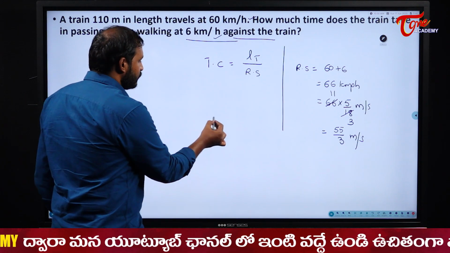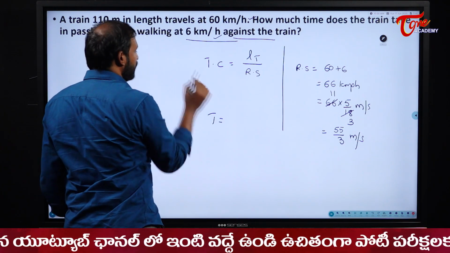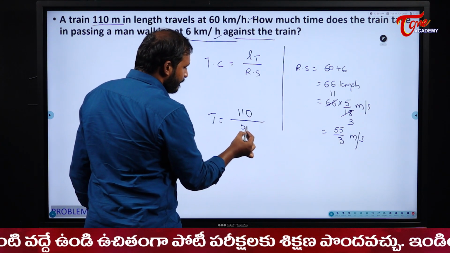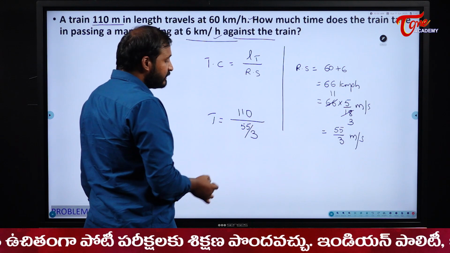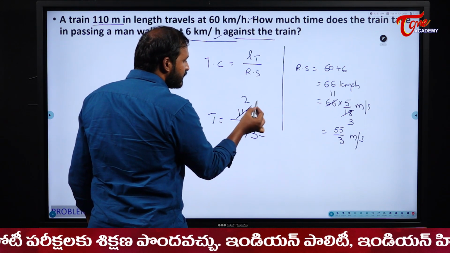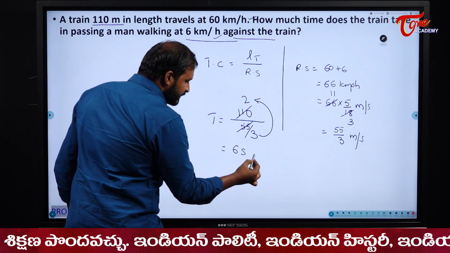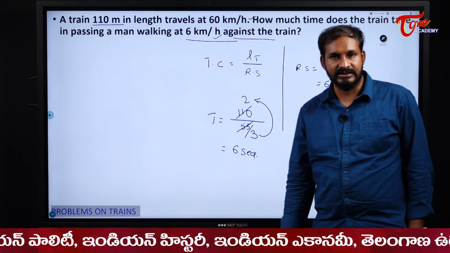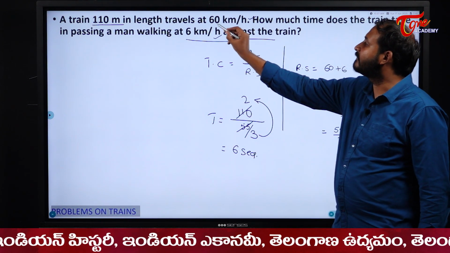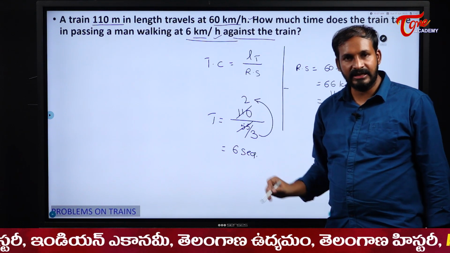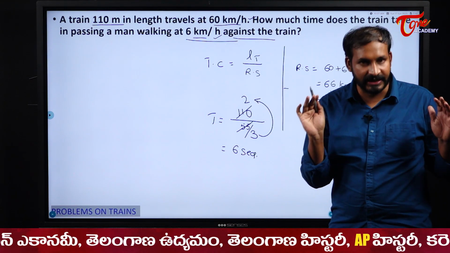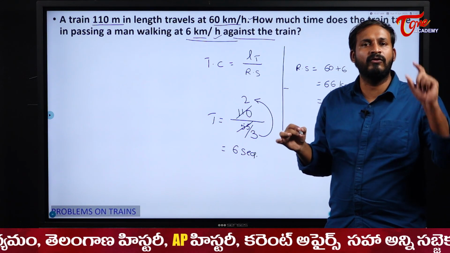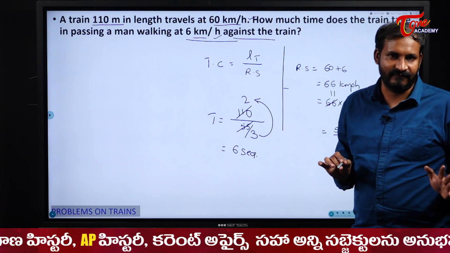Okay, now time taken to cross. Length of the train, what is it? 110 meters by the relative speed, 55 by 3. 55 ones, 55 twos, and this 3 will come to the numerator, it becomes what? 6 seconds. So time taken to cross here will become 6 seconds. Okay, don't waste your time in converting two units into meter per second. Anyway, here we want the relative speed, not their individual speeds. So always please find the relative speed first and then convert only one to meter per second, that is enough.